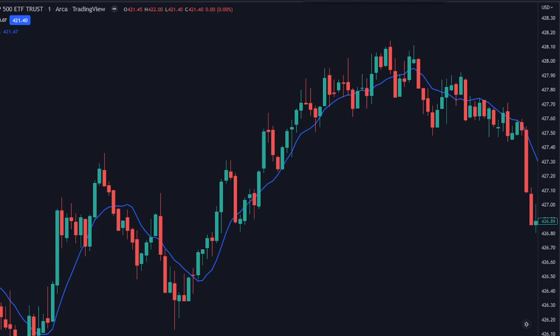So we're going to get started right here. And as you see, we're in a trend. We set a lower low, we set a lower high, we set a lower low, and based out.